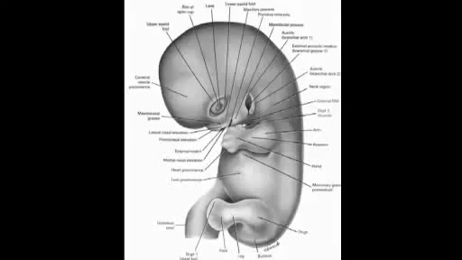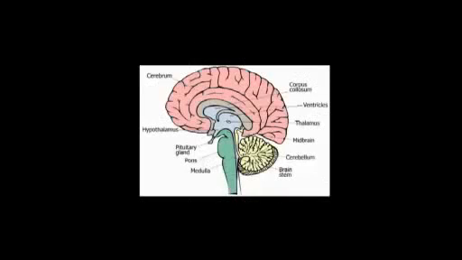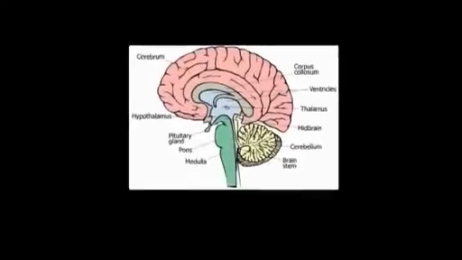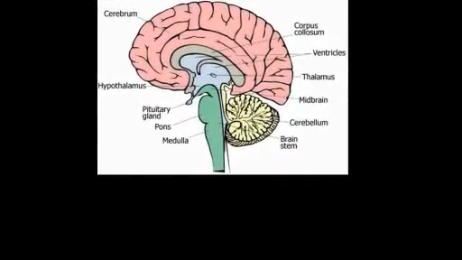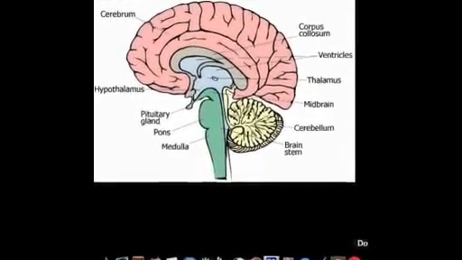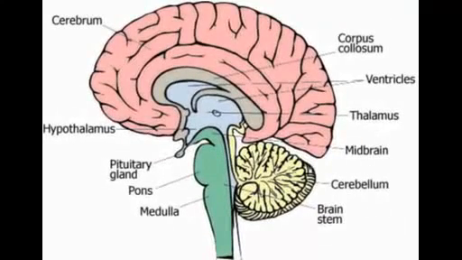Okay, then we go to the 12th picture. This is an anatomical picture of the brain in adult.